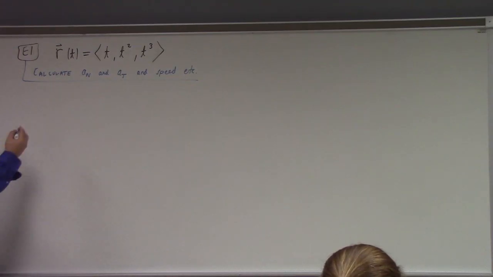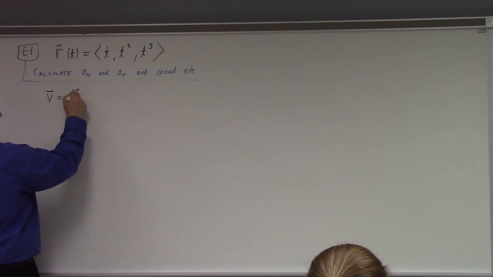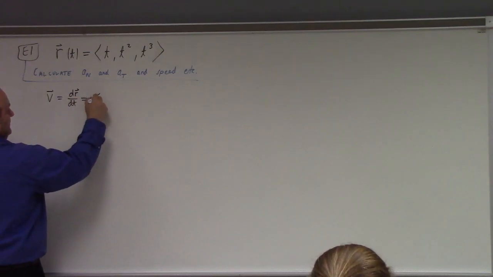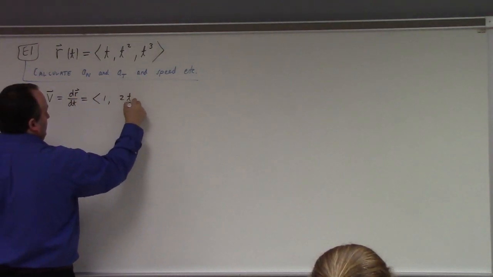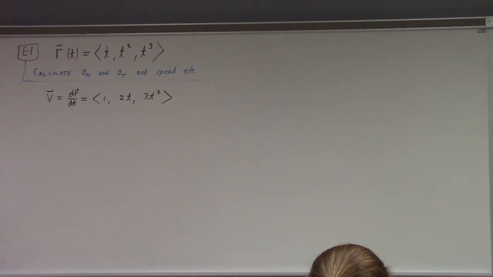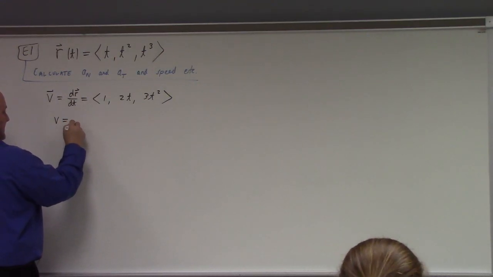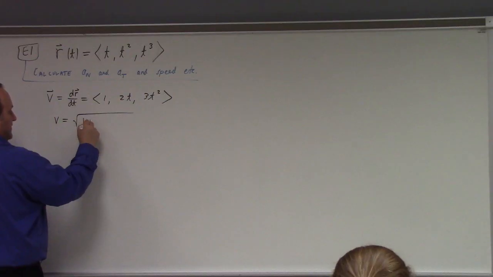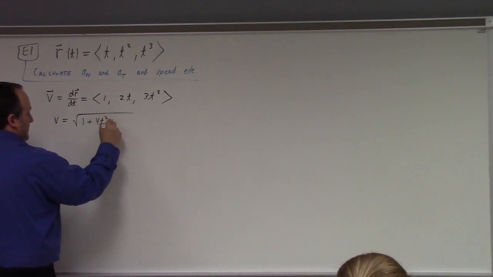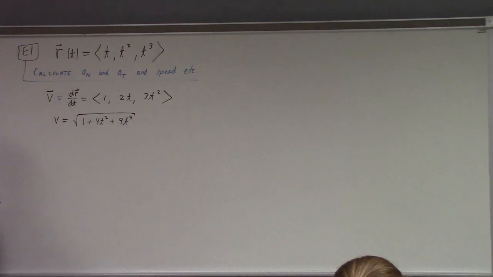So first order of business, the velocity is dr/dt, which is (1, 2t, 3t squared). So what's that make the speed? The magnitude of that, also known as the square root of 1 plus 4t squared plus 9t to the fourth. Well, that's a little bit unpleasant, but there it is.